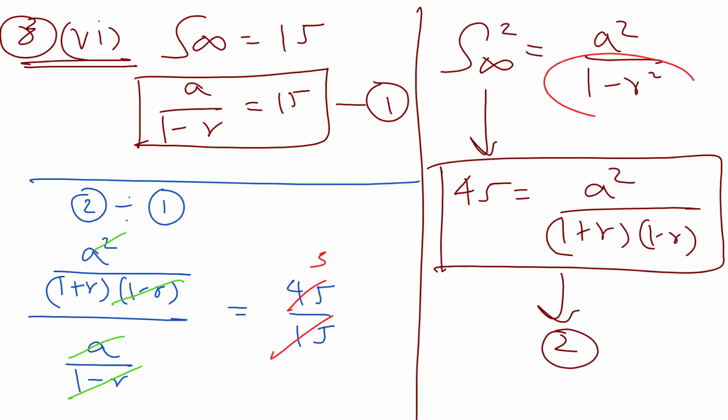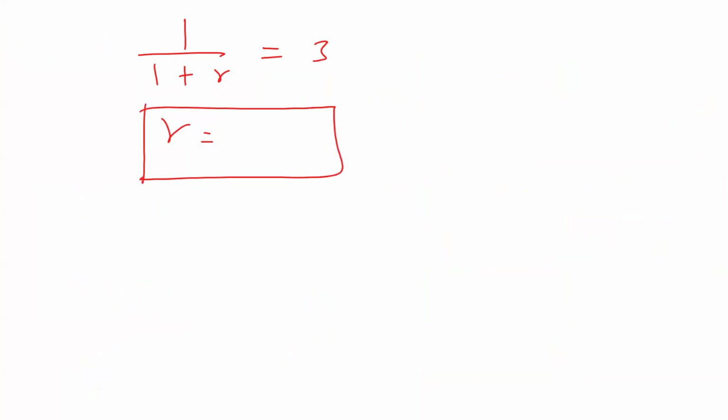Okay. See, 1 minus R square I had written as 1 plus R into 1 minus R, then 2 divided by 1. After the cancellations, I'm going to write 1 upon 1 plus R is equal to 3. So what is the value of R? Can someone tell me what is the value of R?